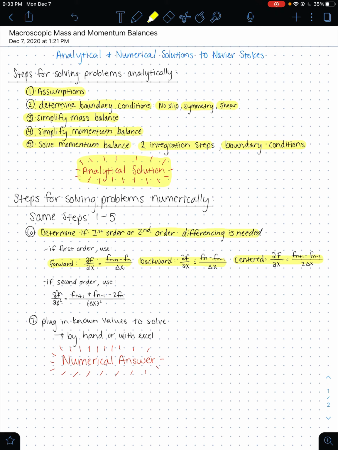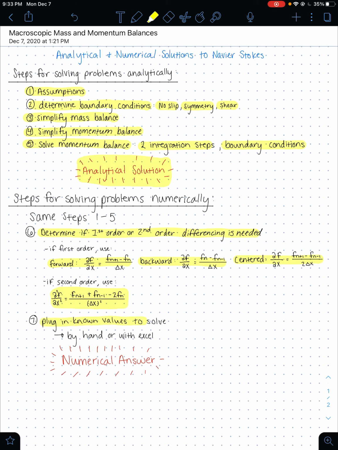As far as choosing whether or not you use forward, backward, or centered equations, that's going to be very problem dependent, and there's not always one method that is the most accurate. So that is something that will be based on the problem that you're doing. If the problem is second order, you'll use this equation right here, which does not have any sort of forward, backward, or centered label to it.